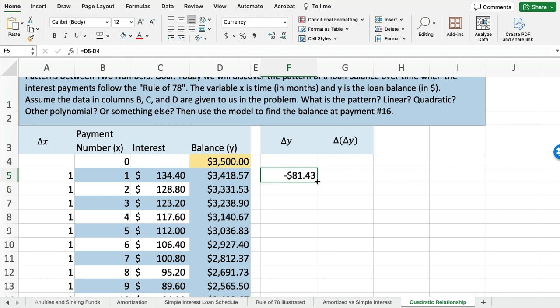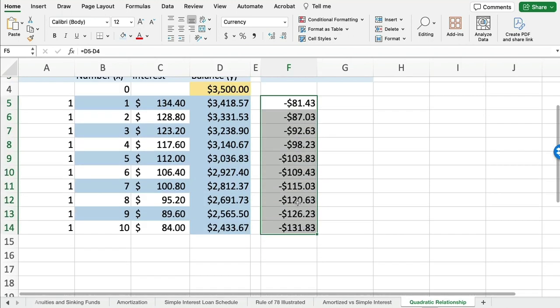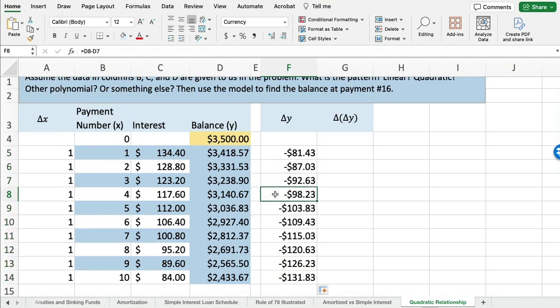So let's fill down. And as we can see, delta y is not constant. It is changing as we go. In fact, your balance gets paid off more and more the further you go down. So in our later payments, it looks like we keep putting more of our monthly payment towards the balance and less of the monthly payment towards interest.